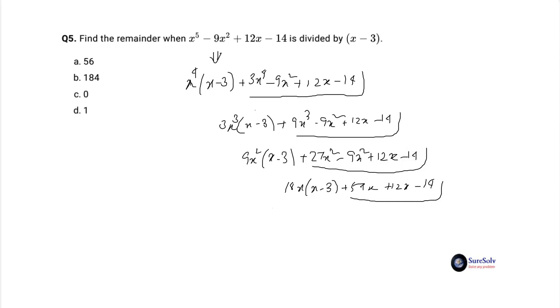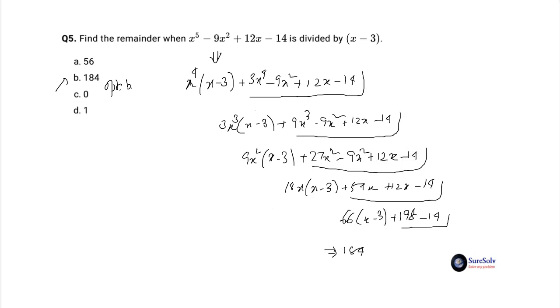Finally, at the last step the result is 66x minus 14 equal to 66 multiplied by x minus 3 plus 198 minus 14. Remainder is then 184. Answer is option B, 184. Instead of writing all these steps, you can reach the remainder quickly by keeping track of the compensating second term of each factor taken out.